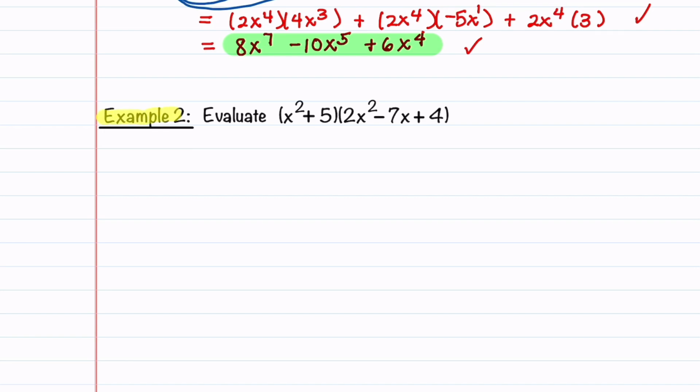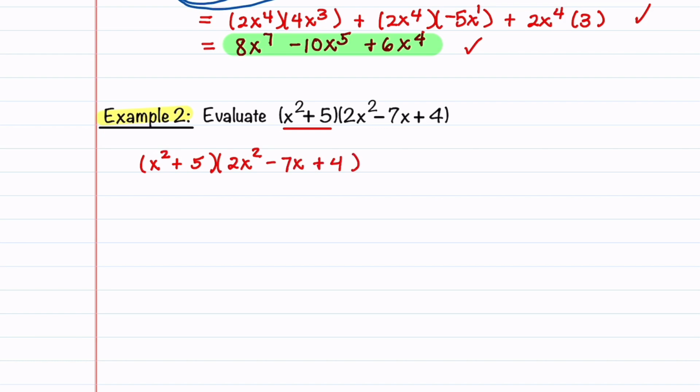Let's now walk through our second example. It's more complicated than the first one because our first expression has 2 terms. Let's write down what we're going to evaluate. We have x squared plus 5 times 2x squared minus 7x plus 4.